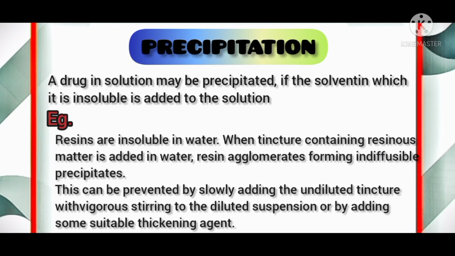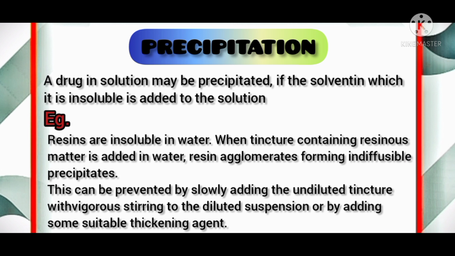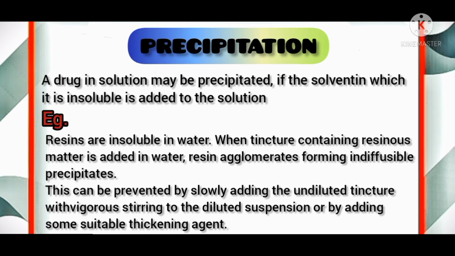Precipitation. A drug may get precipitated if a solvent in which it is insoluble is added to the solution. For example, resins are insoluble in water. Resins form indivisible precipitates when a resinous tincture is added in water. To prevent this, undiluted tincture is added slowly with vigorous stirring to the diluted suspension, or we can also add a thickening agent to it.